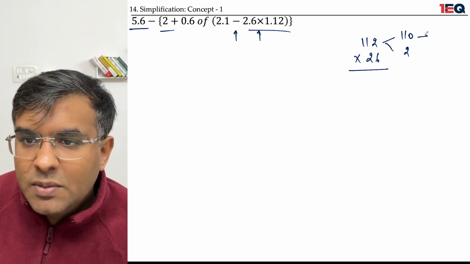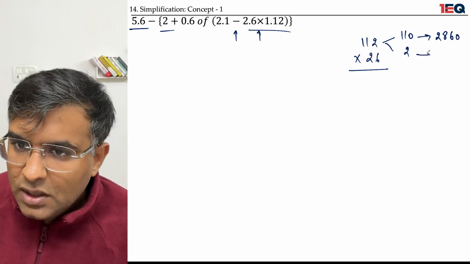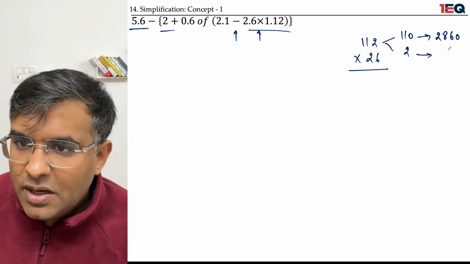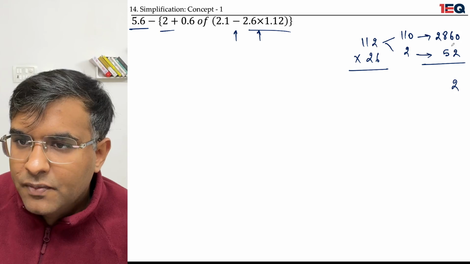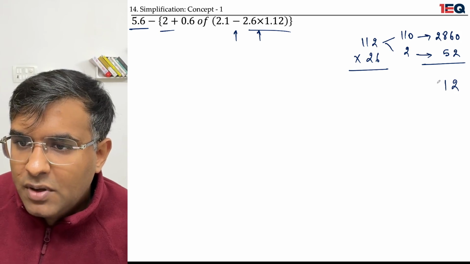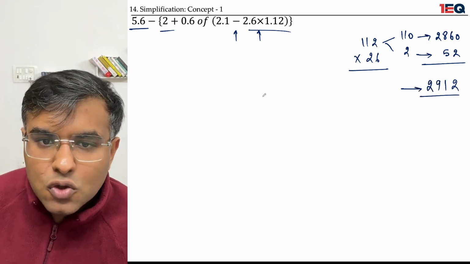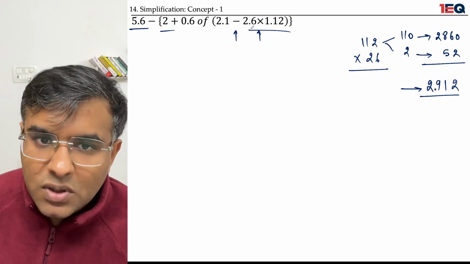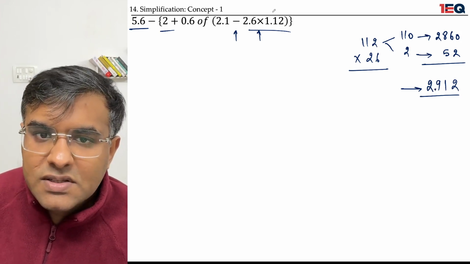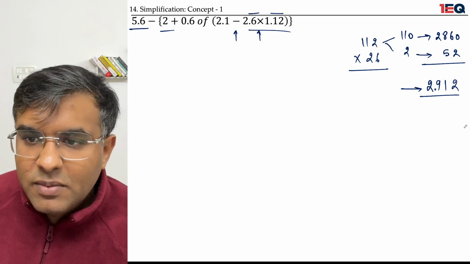So 110 when multiplied by 26 simply turns out to be 2860. And when 26 is multiplied by 2, it simply gives me 52. So I'll add both of them up, and this would give me 2912 as my output. So 2912 with 3 decimal places, as we are multiplying the two numbers: the two decimals of this point and the one decimal of this point would add up to give me 3 decimals.